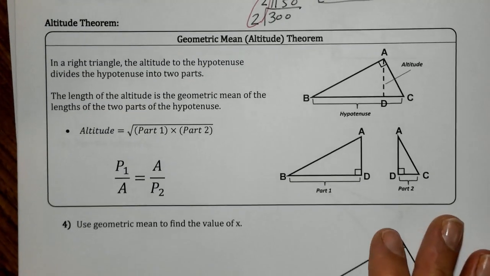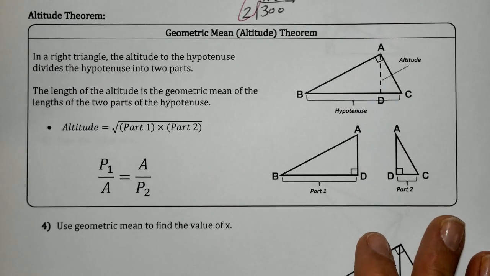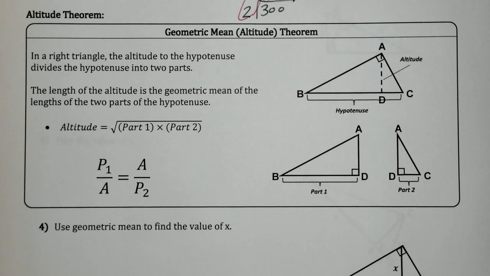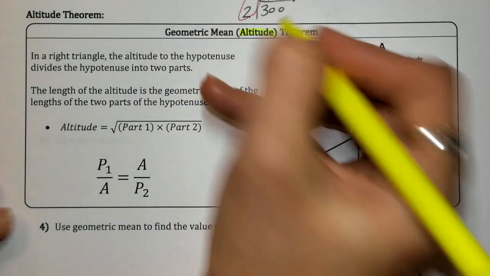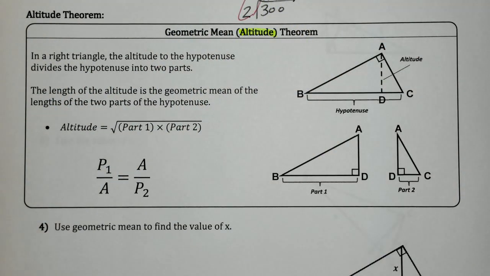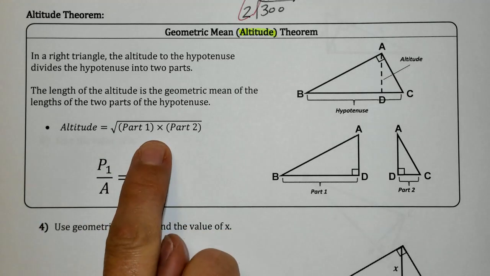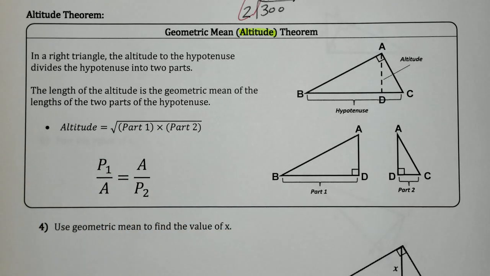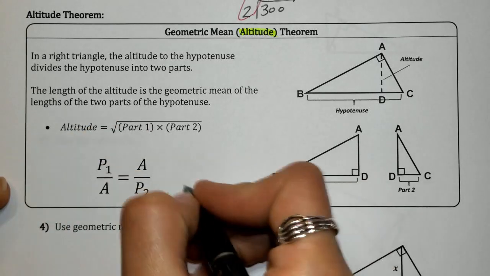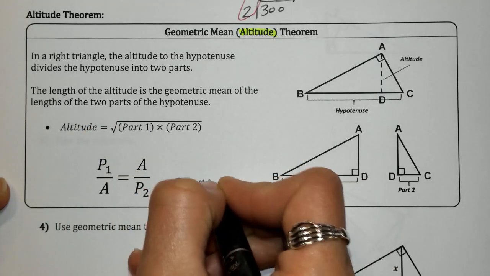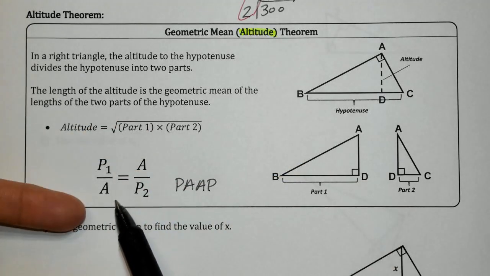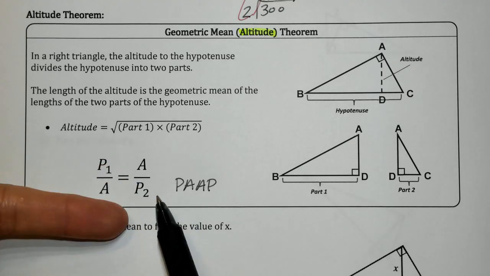Now, when we look at a geometric mean with our similar triangles, we first have the altitude theorem. There's a little shortcut here: altitude is the square root of part times part. I like to just do the proportion and set it this way. We use the term PAP, P-A-A-P. This is part 1 over altitude equals altitude over part 2.